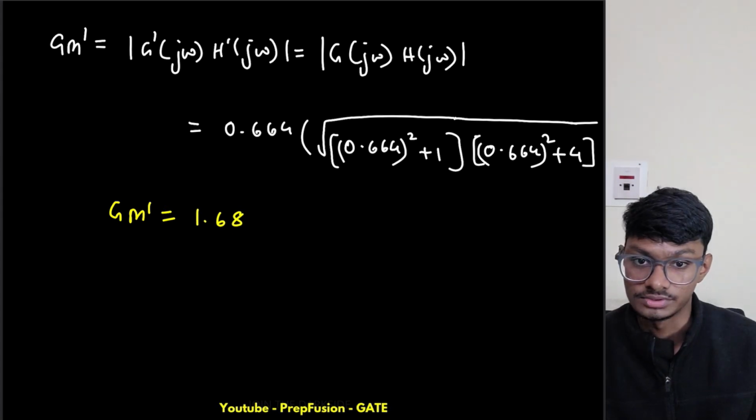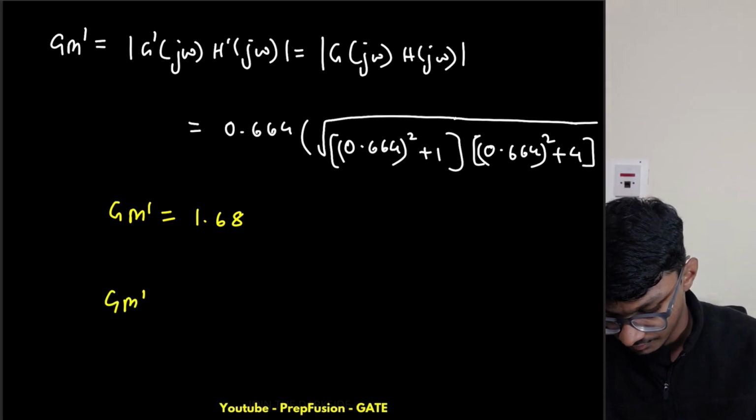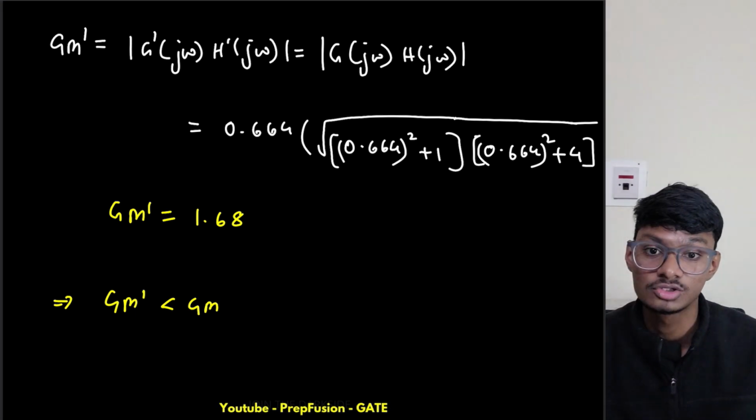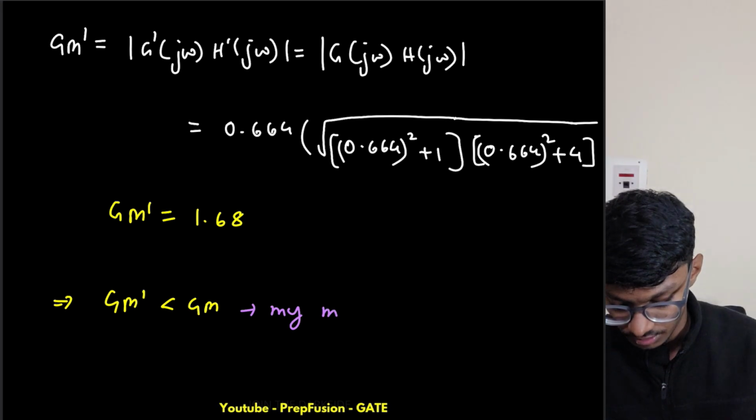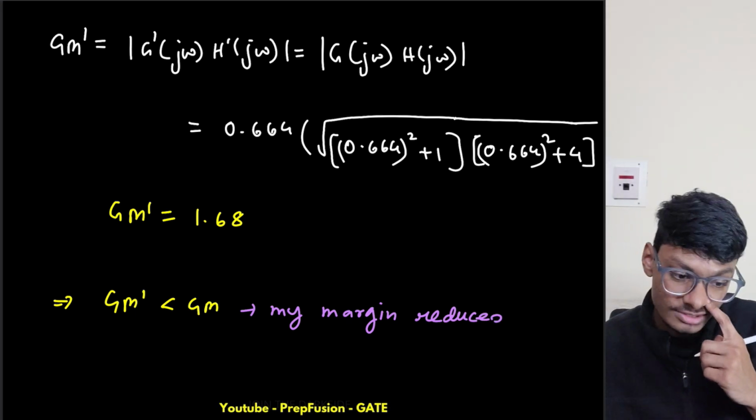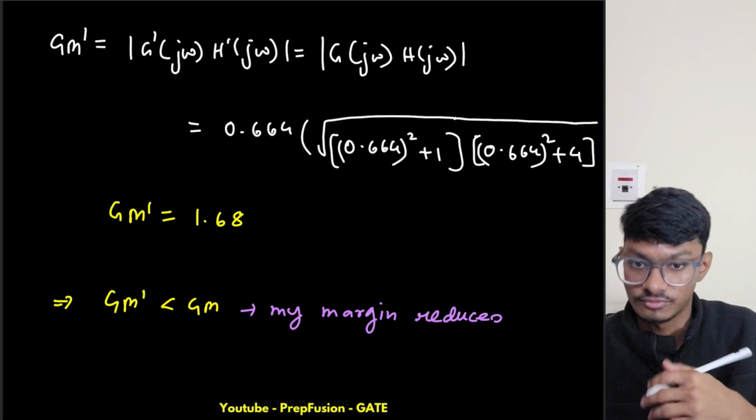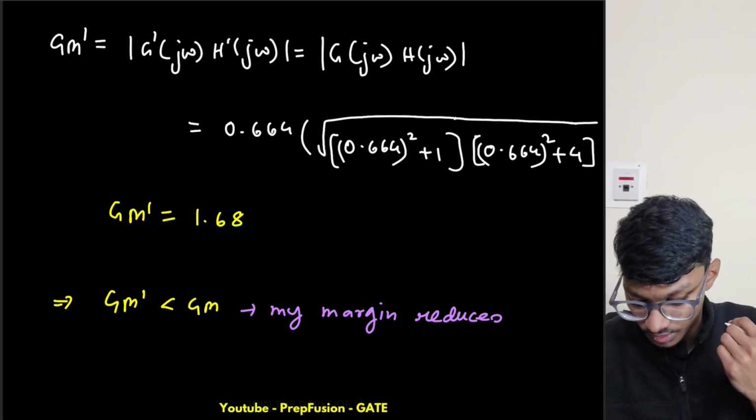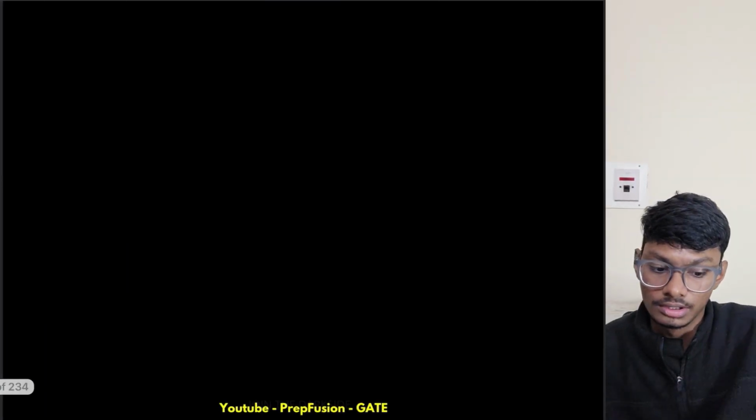So what can you observe? Obviously GM has reduced. GM dash has reduced, so my margin reduces, so it tends to become more unstable. My margin reduces, my stability reduces. That's why relative stability parameters came. Both are stable, but which one is more stable? Here I can compare directly.